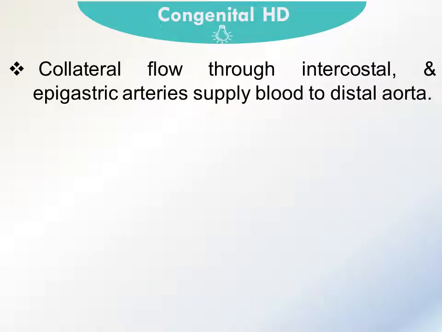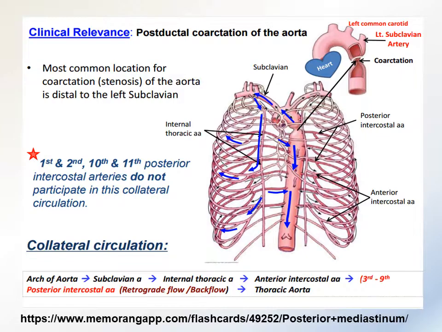Collateral flow through the intercostal and epigastric arteries supplies blood to the distal aorta. As seen in this figure, in the collateral circulation, blood will pass from the arch of the aorta to the subclavian artery, internal thoracic artery, anterior intercostal artery, and then to the posterior intercostal artery, and finally to the thoracic aorta.